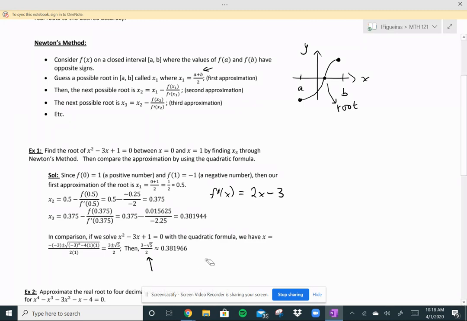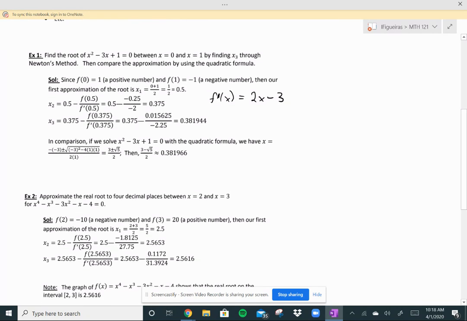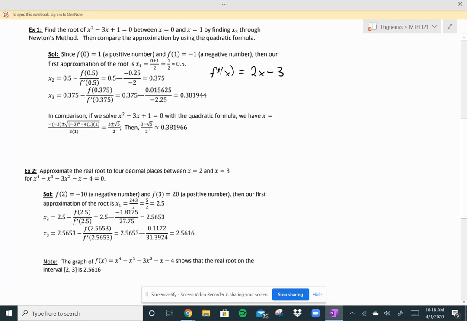All right, so let's do another example. This is a fourth degree polynomial, and we want to find the root between 2 and 3 for x to the fourth minus x cubed minus 3x squared minus x minus 4. So again, I'm going to check to make sure a root actually exists there. So if you plug in f of 2, you get -10. Well, that's negative. If you plug in 3, f of 3 is 20. That's positive, which means somewhere between 2 and 3, a root exists.